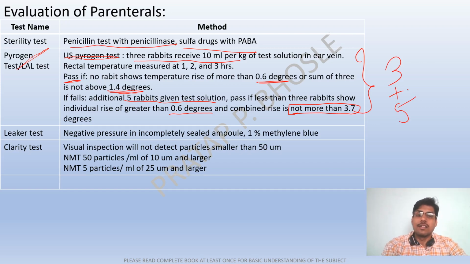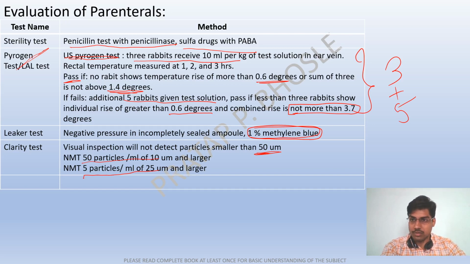ओके. Leaker test: negative pressure in incompletely sealed ampoule. What is the solution used for leaker test? It is methylene blue. Clarity testing: visual inspection will not detect particles smaller than 50 micrometer. That's why clarity test is used. And 50 particles per 10 ml नहीं चाहिए, 5 particles per 25 micrometer or larger नहीं चाहिए. So these are the evaluation of parenterals technique tests. Okay, let's stop in this lecture up to here. We'll cover from the next slide in the next part.